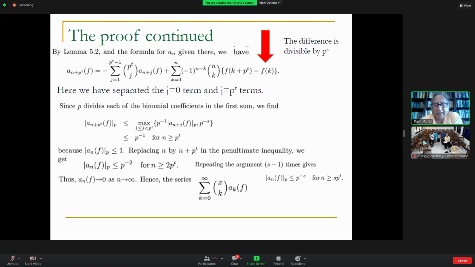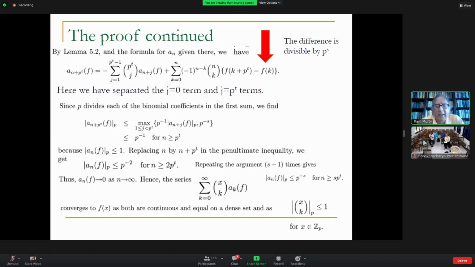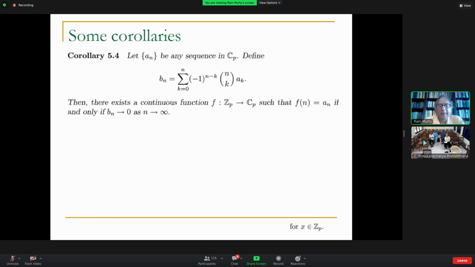And therefore, this series actually does converge and converges to f(x), as both are continuous and equal on a dense set. And as the p-adic valuation of the binomial coefficient x choose k is bounded by 1, we end up getting the result. So that's basically the proof of Mahler's theorem. Okay, so some corollaries from Mahler's theorem.